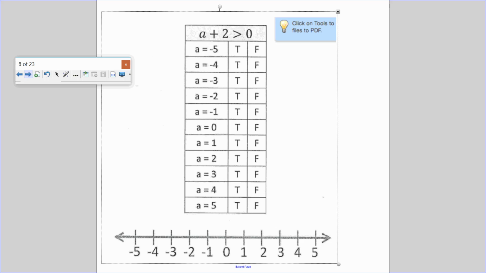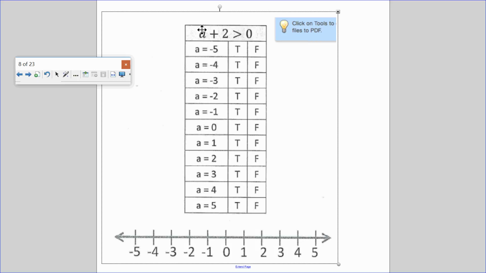All right, so let's practice on some stuff. Before we learn how to solve equations, let's look at some examples of discovery lesson. A plus 2 has to be greater than 0. If I substitute a negative 5 up there plus 2. What is negative 5 plus 2?